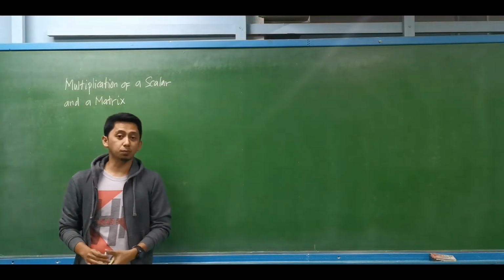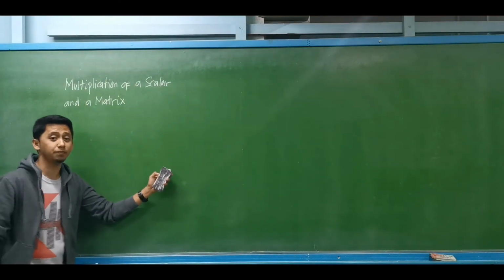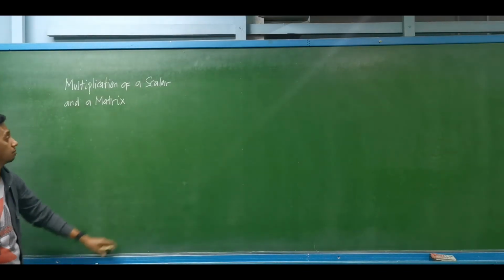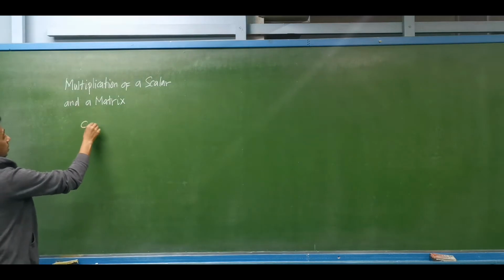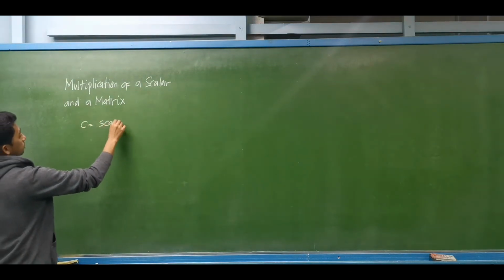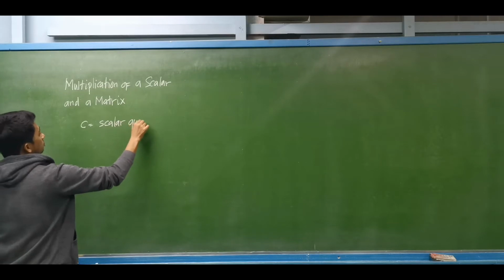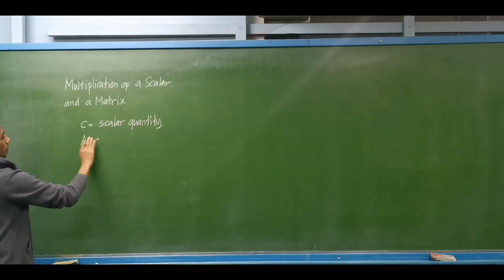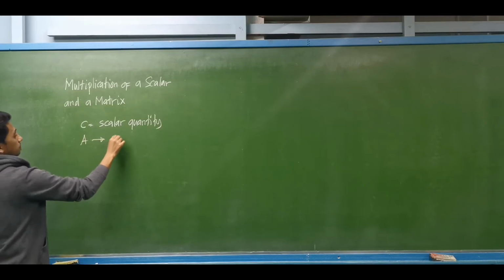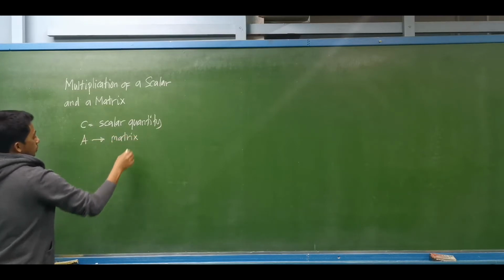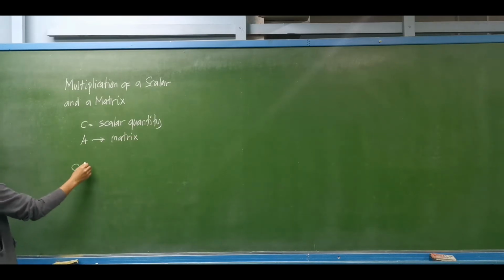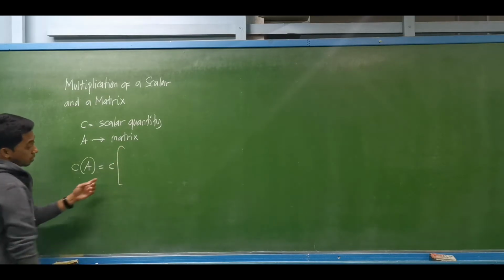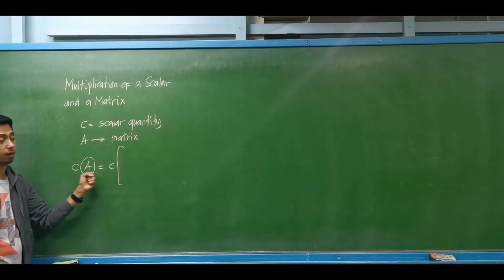Okay, good day. So today we are to proceed on another operation for matrices. So we have the multiplication of a scalar quantity and a matrix. So for example, we have C, a scalar quantity, and let's say A will be our matrix. So if you are looking for the product of the scalar quantity C and matrix A, this is the same as C multiplied to all elements of the matrix A.